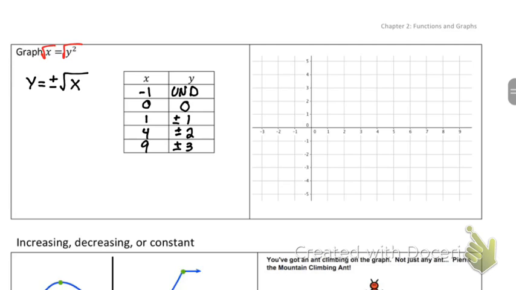Our input, number 1, goes to 2 outputs. That isn't allowed. That means this graph probably won't pass the vertical line test, and let's see if it does. So we'll plot the point 0, 0. We'll plot the point 1, 1, and 1, negative 1. And then we'll plot 4, 2, and 4, negative 2, and 9, 3, and 9, negative 3. That is definitely not a function.